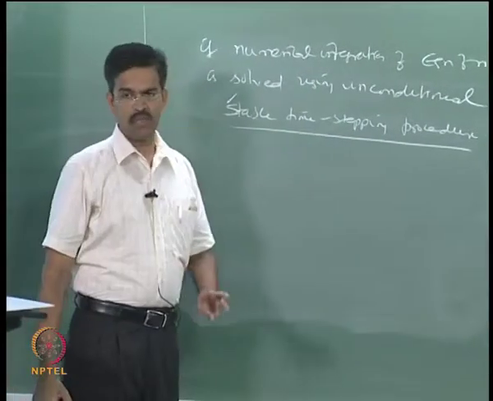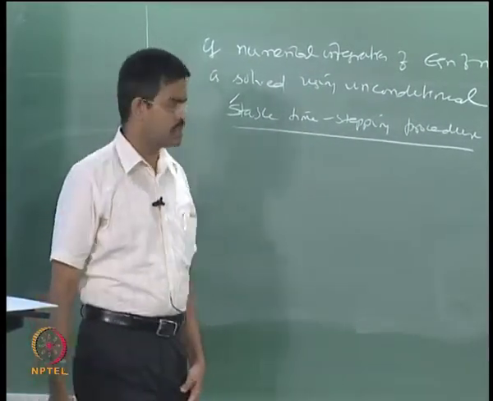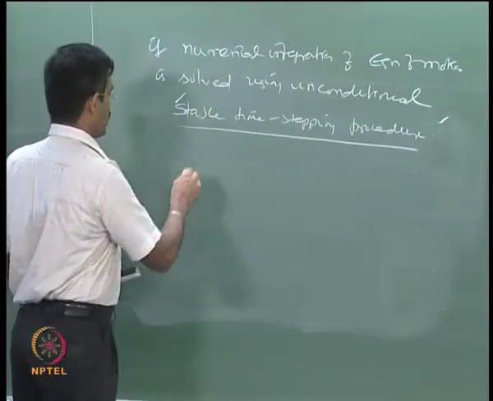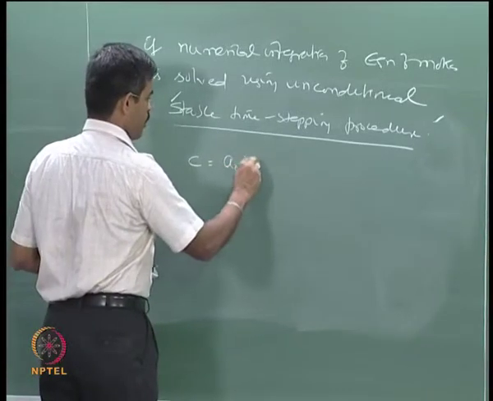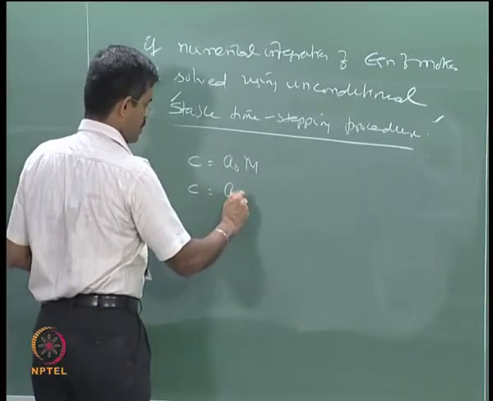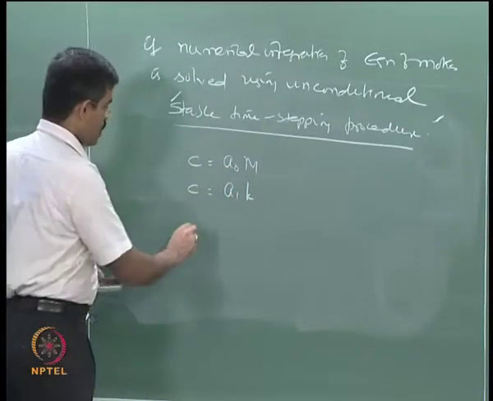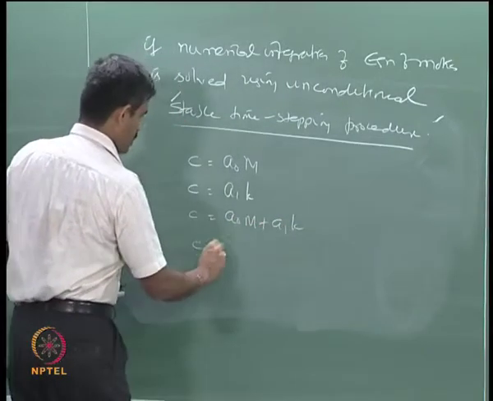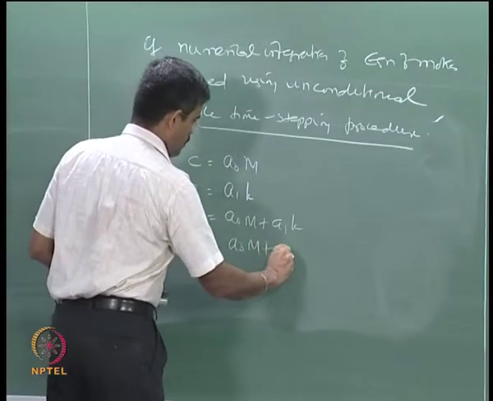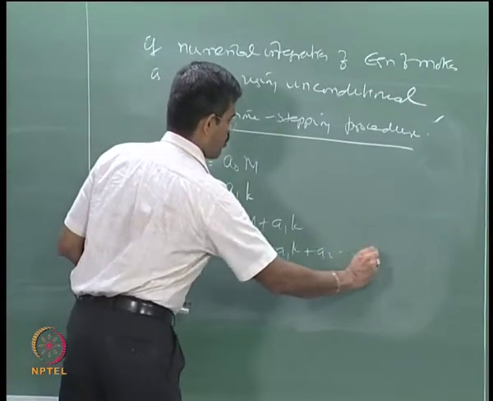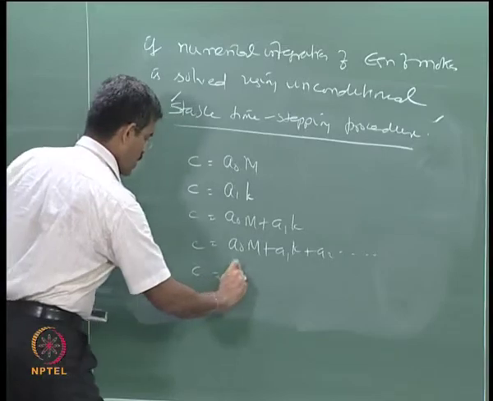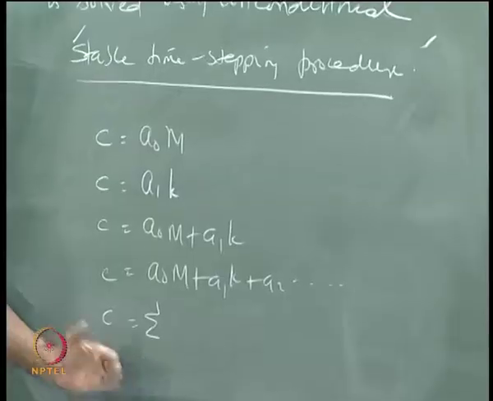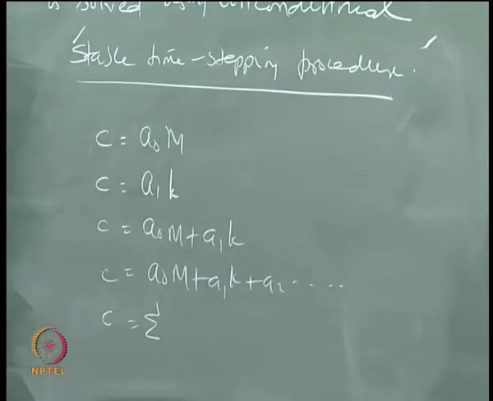So, you have got 5 methods by which you can compute C. One is simply you can take C as a ratio of m, you can take C as a ratio of k, you can take C as a ratio of m and a ratio of k, you can take C as a ratio of m plus a ratio of k plus higher ratios of this, and you can take C as the summation of the modal superpositions. So, you have got different methods by which you can estimate the damping matrix C.